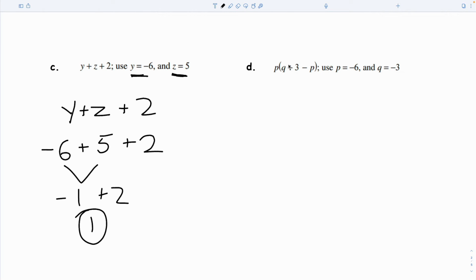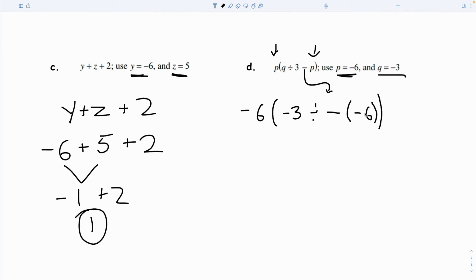We have P, Q, and P. This time, they have a variable listed 2 times in the expression. If they do that, you're just going to place the -6 twice, there and there. -6 out of parentheses. The Q is a -3. Then they have a -P. Watch what happens. There's a negative sign, and a -6.